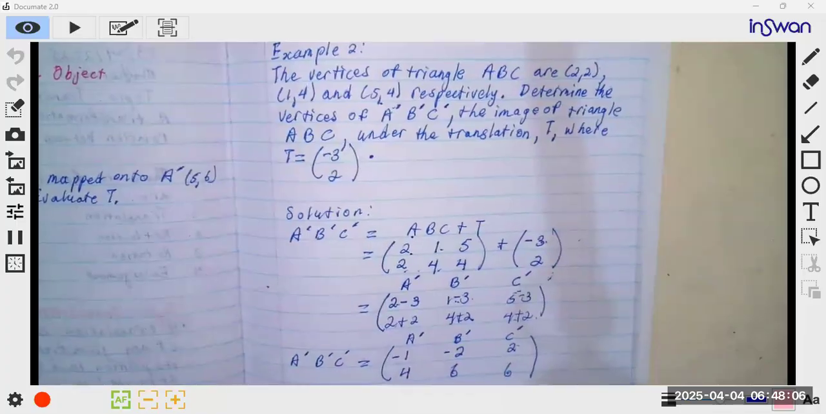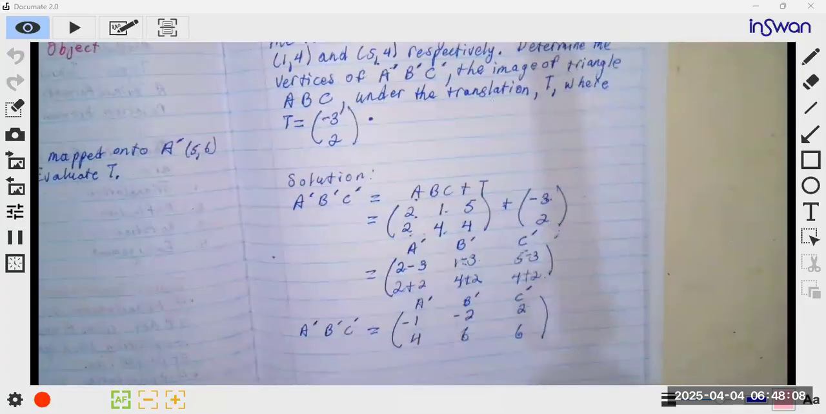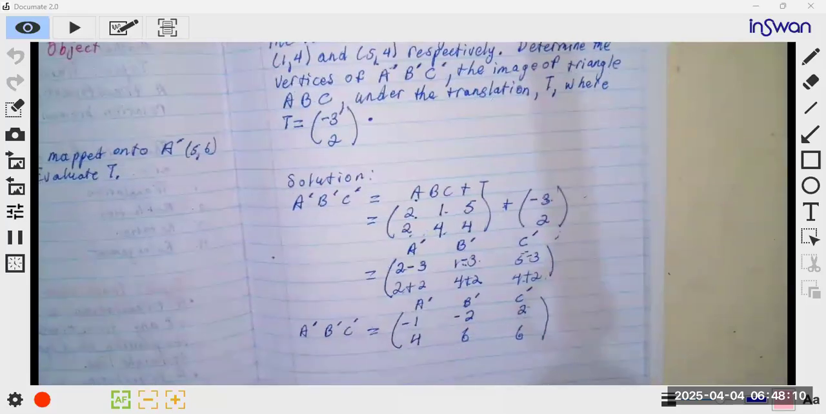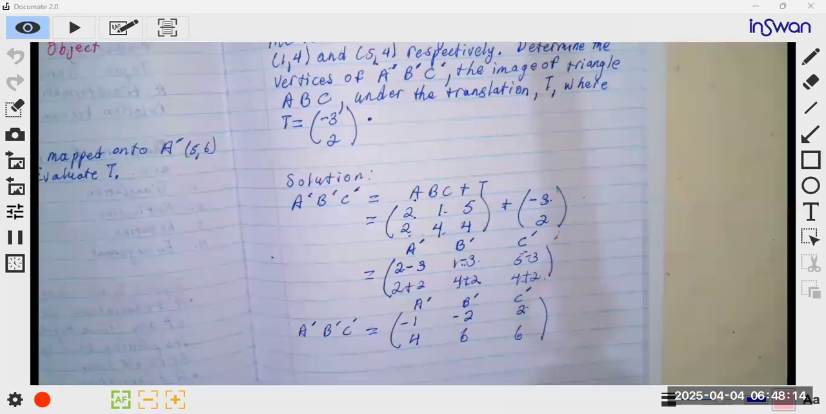All right. So that's the set formula 2. Formula 2, to find my image is the object plus the translation vector, and also I'll get my answer. Formula 1, if you want to try and find a translation vector, the image take away the object. All right, and there's formula 3.